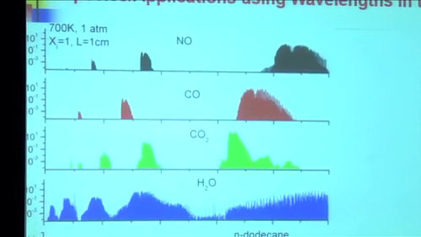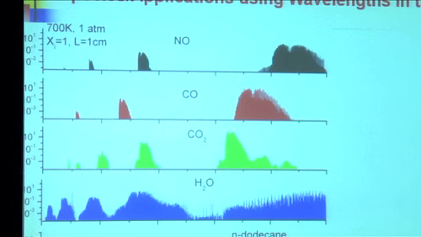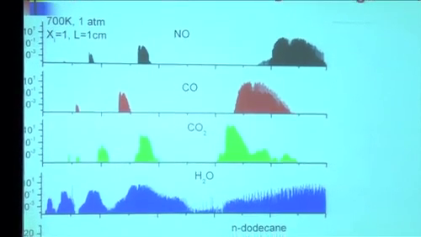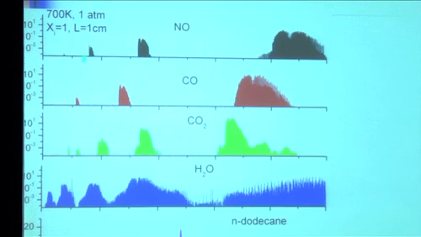Delta V of 1. Give you a clue. What's that called? It's called the fundamental. What's this one then? Let me give you a clue. It's at half the wavelength. First overtone. Second overtone. Notice how it gets weaker and weaker.